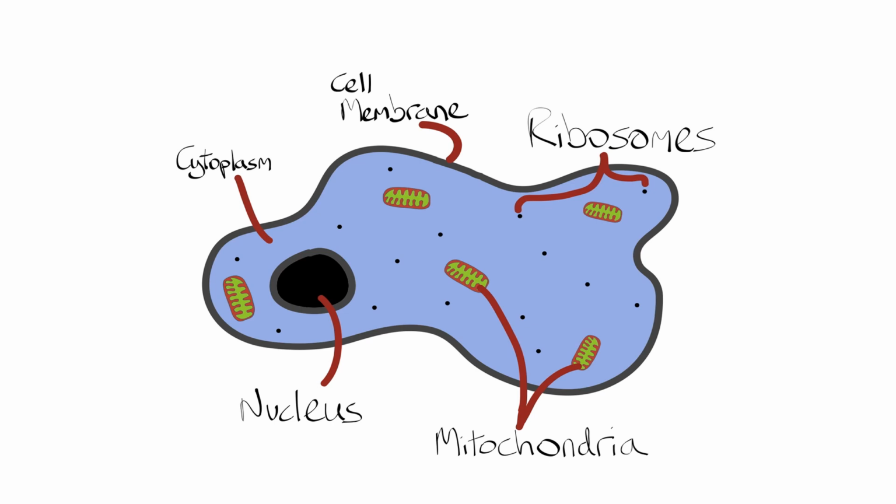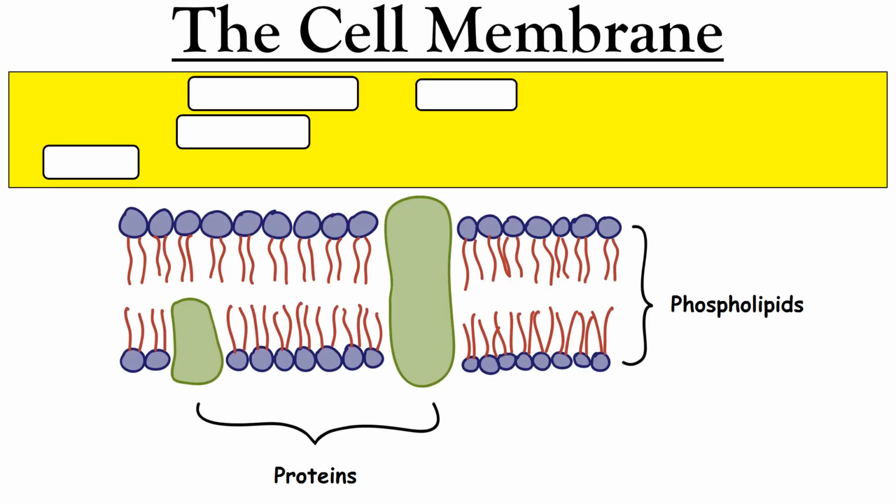So this is our animal cell, and the cell membrane is what surrounds the cell, and we know that we have them in fungi and plant cells as well. There it is. And this, if you actually could zoom in, is what it looks like.